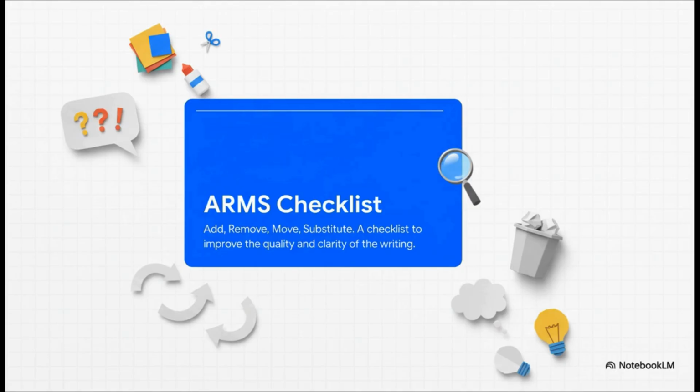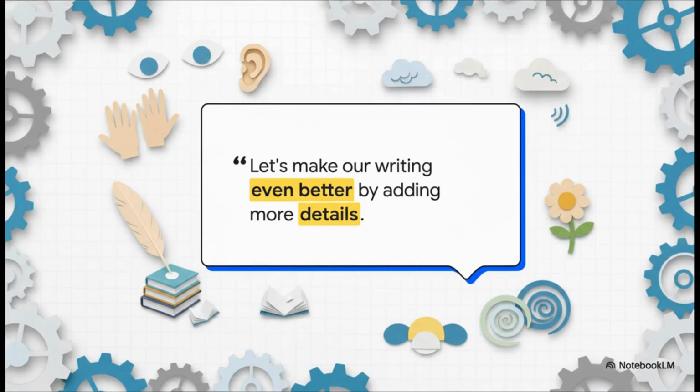What can I add to make this more exciting? What can I remove because it's kind of boring or doesn't fit? Where could I move a sentence to make it flow better? And what boring word can I substitute for something with more punch? This is the fun part. This encourages our students to think like real authors. How can we add details that make the reader feel like they're right there? This is where the real magic of writing starts to happen.